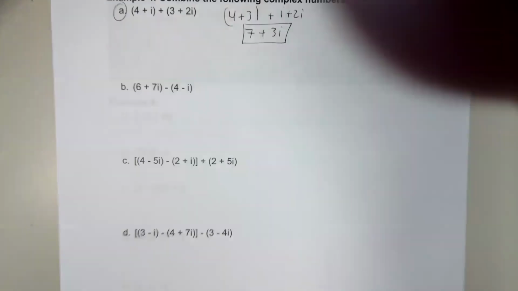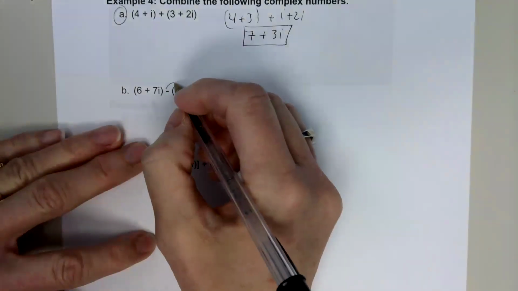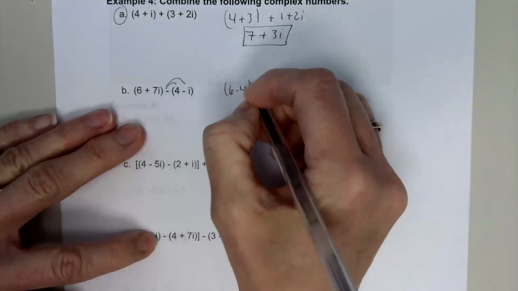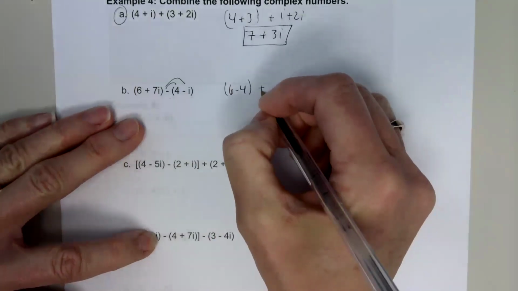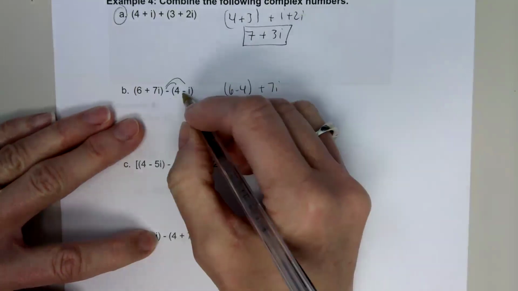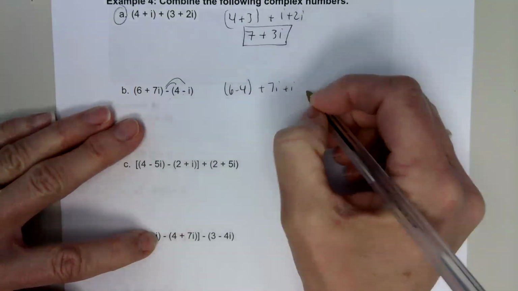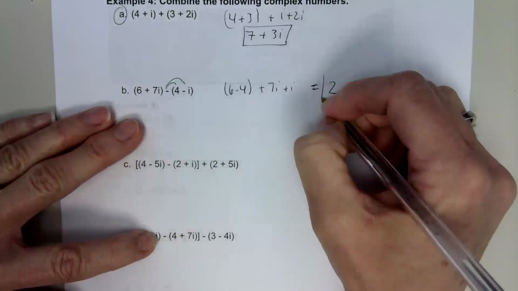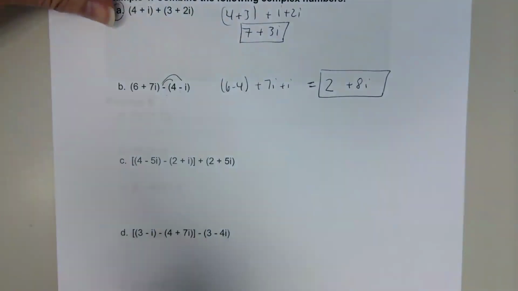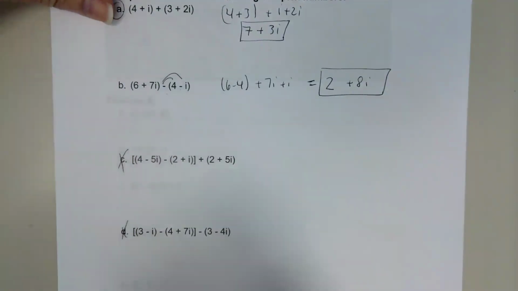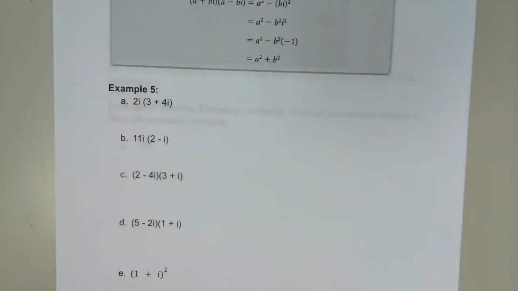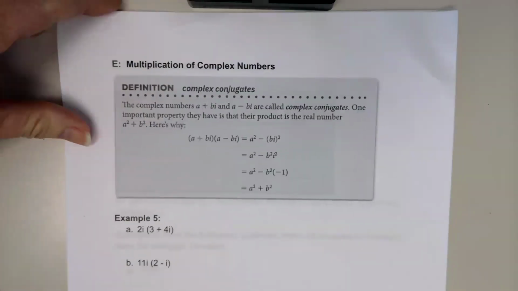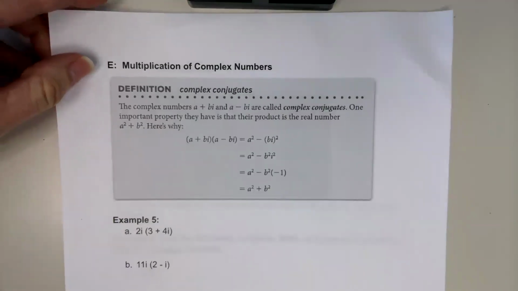B is subtracting. So we have to make sure we distribute through that subtraction. So it's going to be 6 minus 4 on the real, plus 7i. Subtracting the negative is plus i. So we have 2 on the real plus 8i. C and D will be on the extra video. We can also multiply complex numbers.